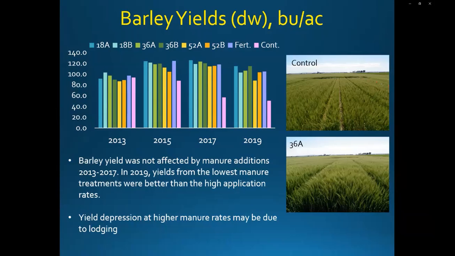So our barley yield was not affected by manure additions from 2013 to 2017. However, in 2019, the yields at the lowest manure application rate were greater than the yields with a high manure application rate. Although in all of the years, there was no significant difference between whether we used fertilizer or did not use fertilizer. And you can see that at the highest manure application rates, there's a slight depression in yield. And we believe that that's due to lodging, which was a problem in almost every year in the barley at the higher manure application rates. And so we think we're just losing some of that grain in the field during harvest.